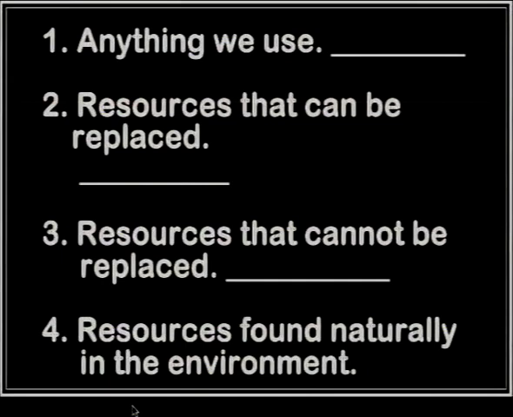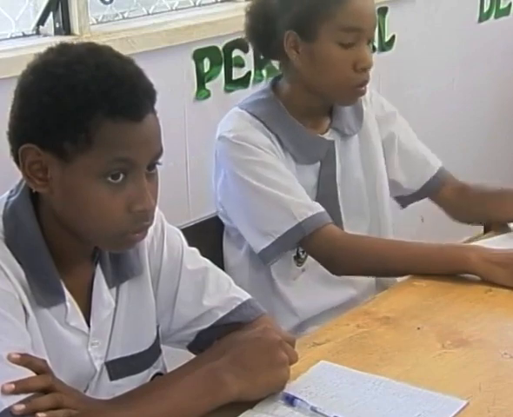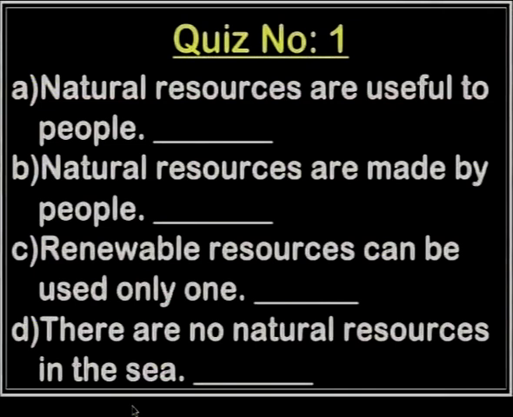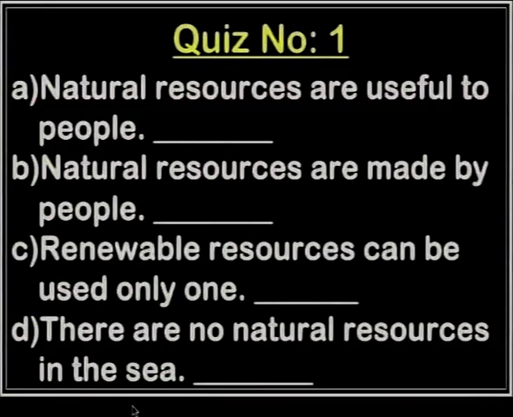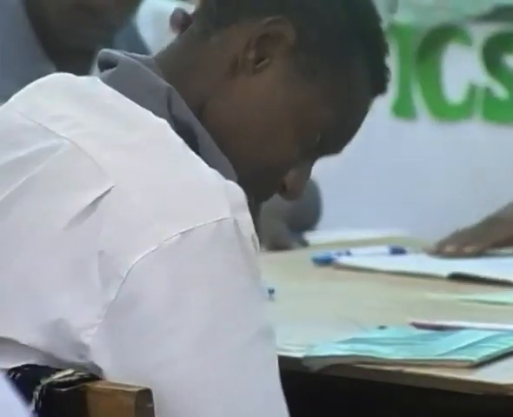All right, let's go through the answers. Give the answer for quiz number 1. A, true or false? Please, Naomi, read out your answer. Natural resources are useful to people. True. The answer is true. Good. B, Stephen. Natural resources are made by people. False.